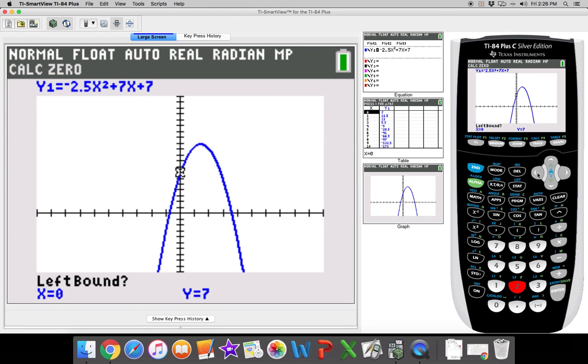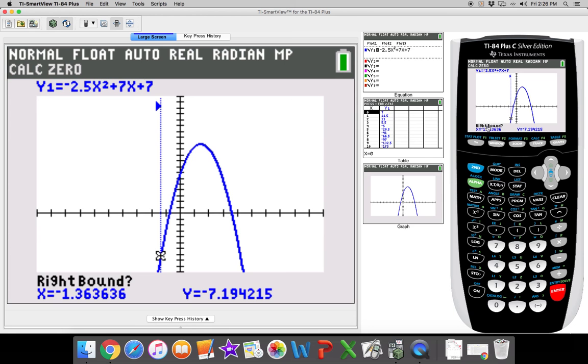So left bound is asking me to go to the left of that 0 or x-intercept. So I'm going to move my cursor to the left until I'm past my left 0. I've moved it a little bit further than you have to move it, but I'm just making a point. So I'm going to hit enter. If you have the same model as my calculator, you'll see that left frame. If not, there may be a line that will appear.